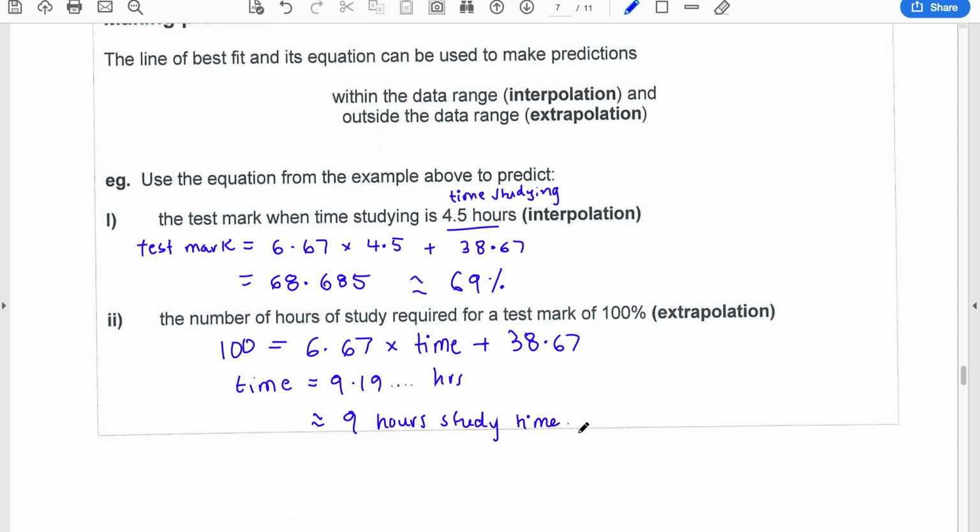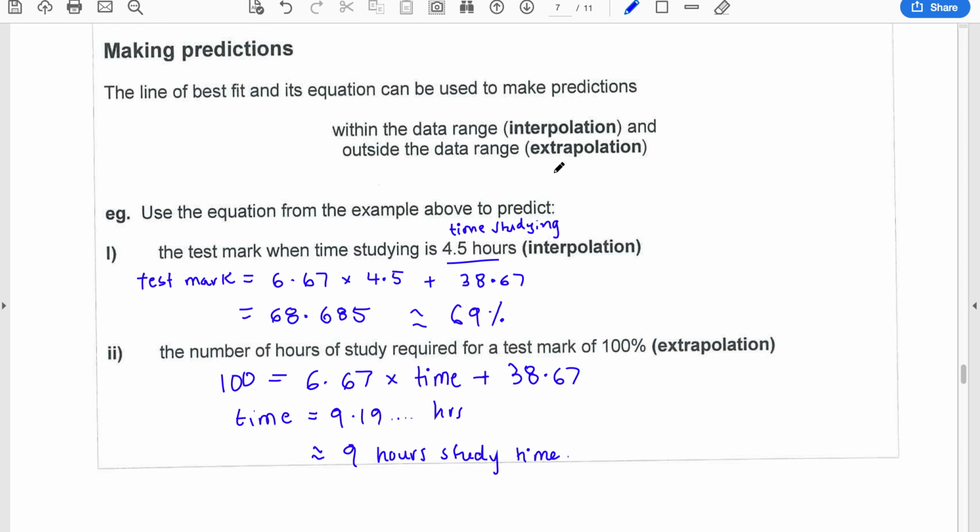Now, I'll just go back a step to what these two terms mean. When we're doing a prediction, we can actually assign or classify our predictions in two different ways, so two categories. If you are using a piece of data, or a value I should say, if you are using a value that is within the range of your data, I'll show you what I mean by that.